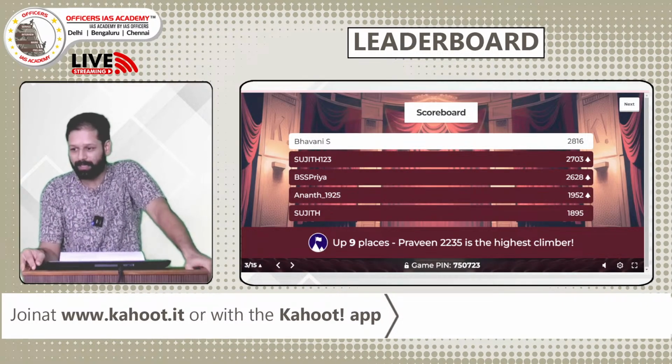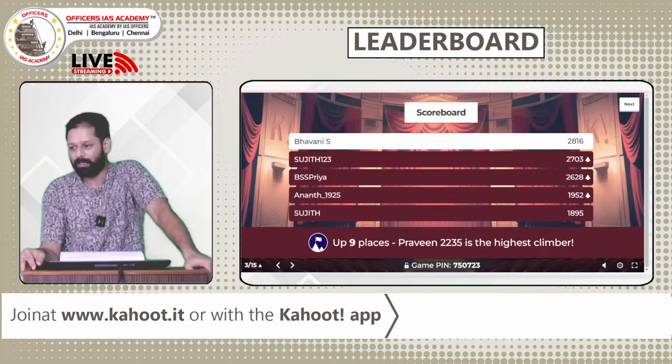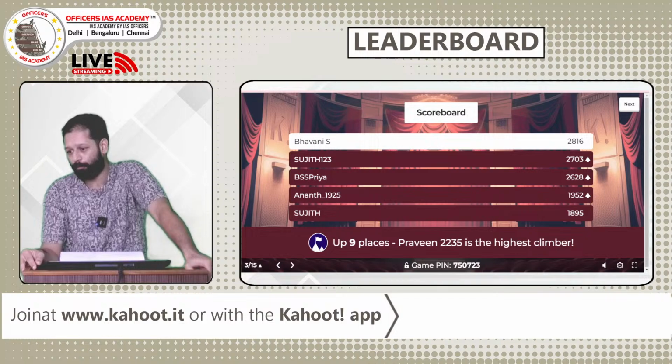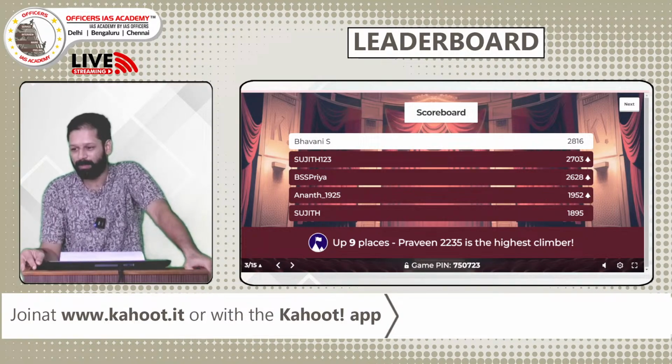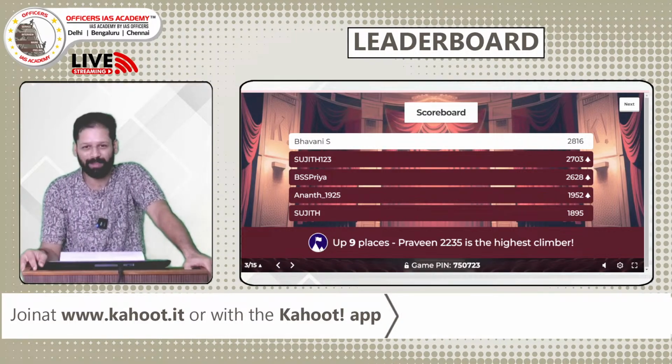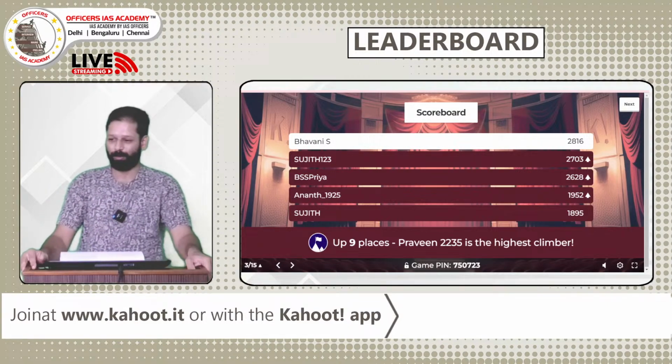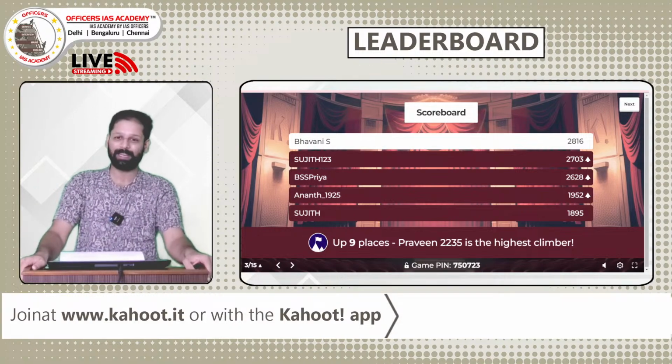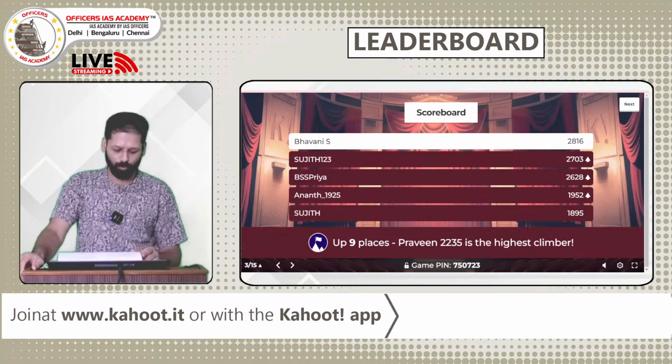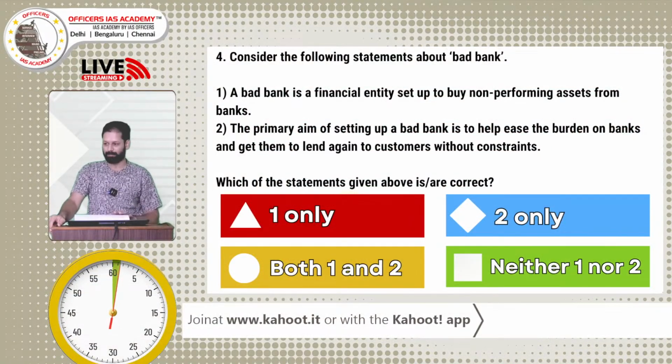It is still Bhavani right on the top, Sujit in the second spot, Priya third, Anand fourth, and Sujit, again the other Sujit, is there in the fifth spot. What is to be noted is that Praveen 22335, you are the highest climber. You have climbed up 9 places. It's just a matter of time, I think, before you can hit the leaderboard. Let's see how you fare in the next few questions. We can move on to the next question. Let's see what it is about.